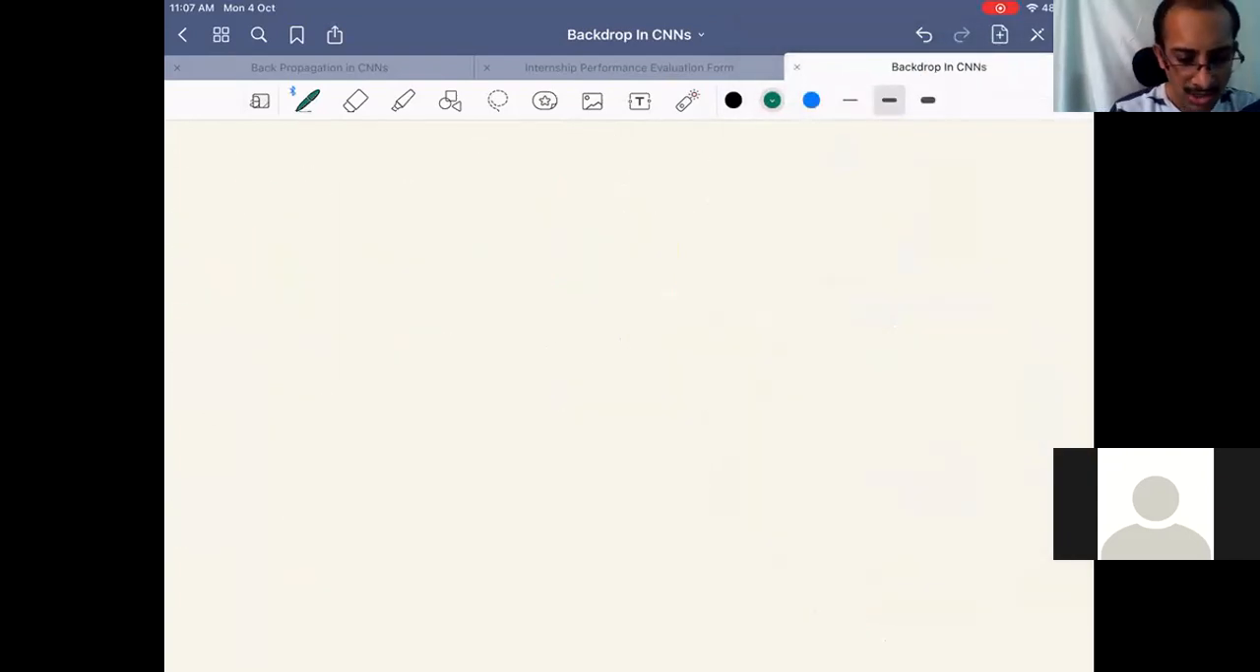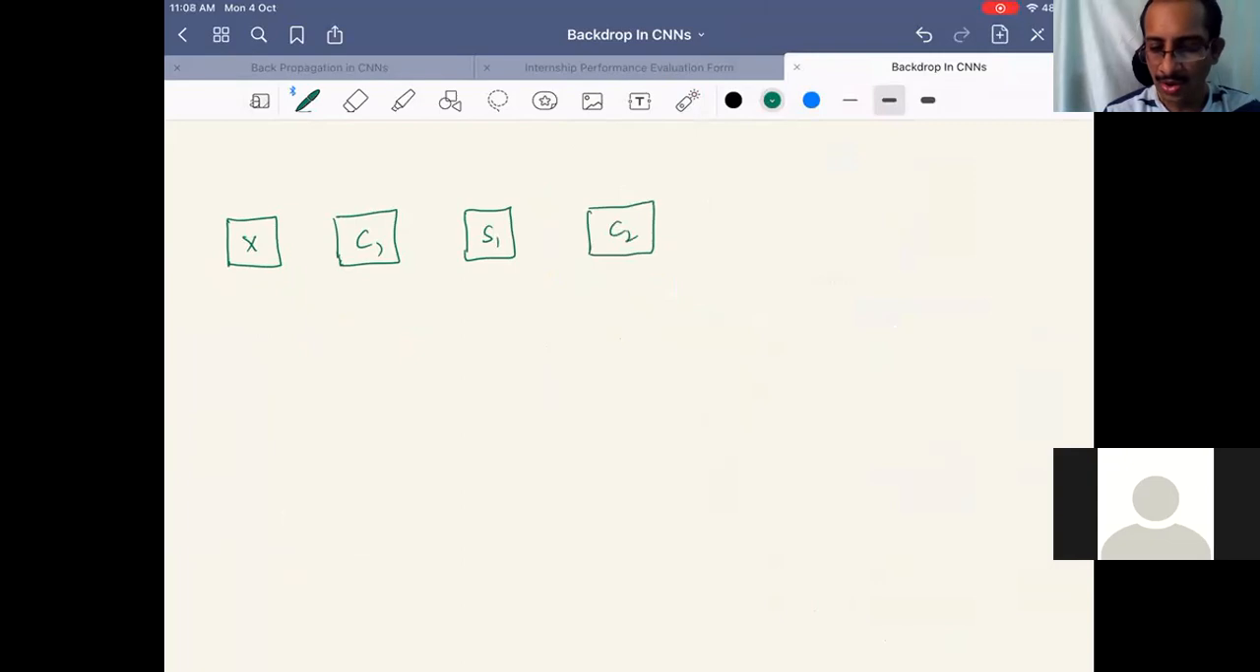Fine. So let me start with the input sample and then the first convolution layer, and then the subsampling layer, and then the second convolution layer. Oh, sorry, the second subsampling layer, our pooling layer, and then the fully connected layer. From here to here, what we have is only a reshaping operation.